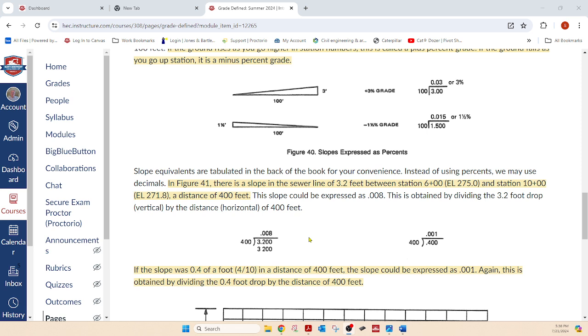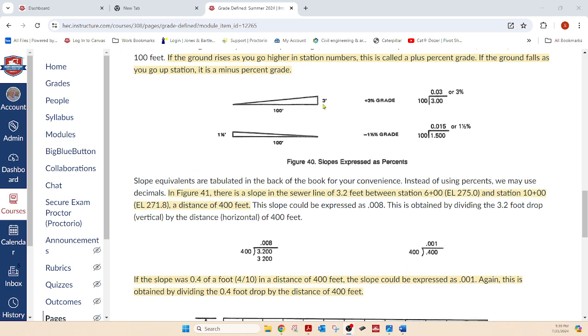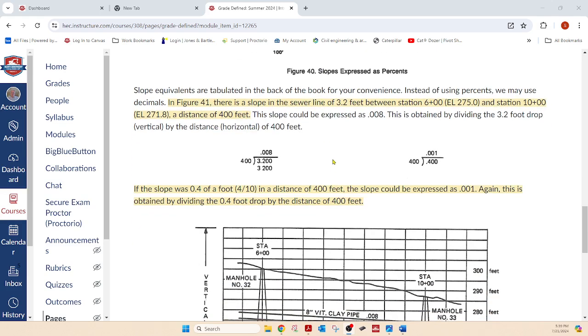275 minus 271.8 equals 3.2, my vertical. See, that's a difference in elevation, and that's a vertical. Whether it's going up or down, it's a vertical. It is a difference in elevation. Between this elevation and this elevation, there's a difference of 3.2 feet, and that is my vertical.